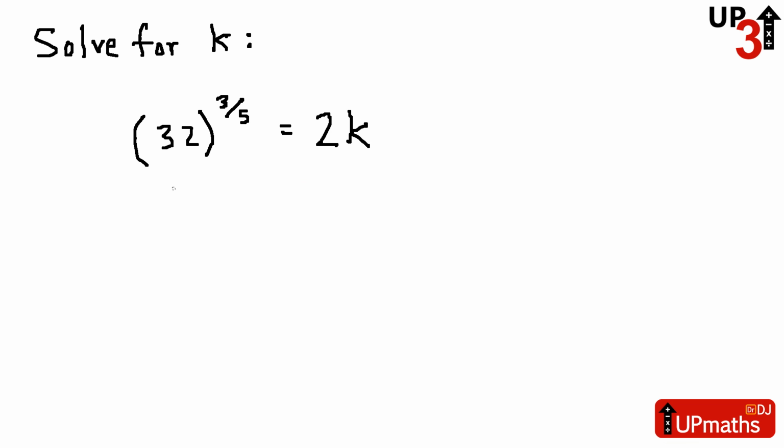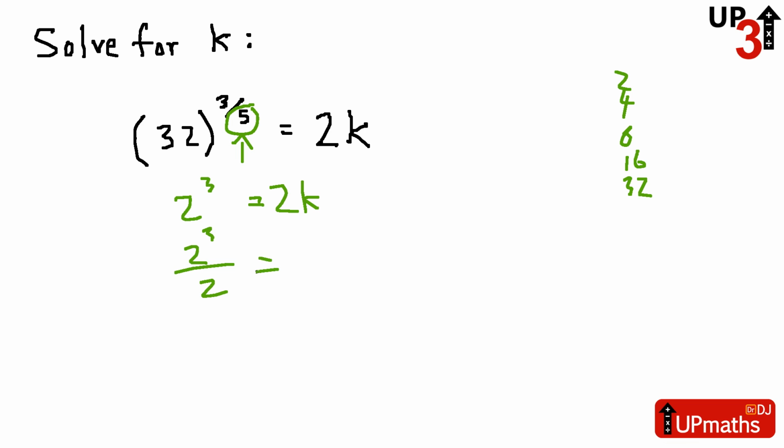Solve for K. There's two ways of doing this. I'm just going to home in on this because I've spotted, I think this is a quick solution. 32 to the fifth root is just 2. Because you've got 2, 4, 8, 16, 32. So that's just 2 cubed equals 2 times k, which means that 2 cubed divided by 2 equals k, which is 4.